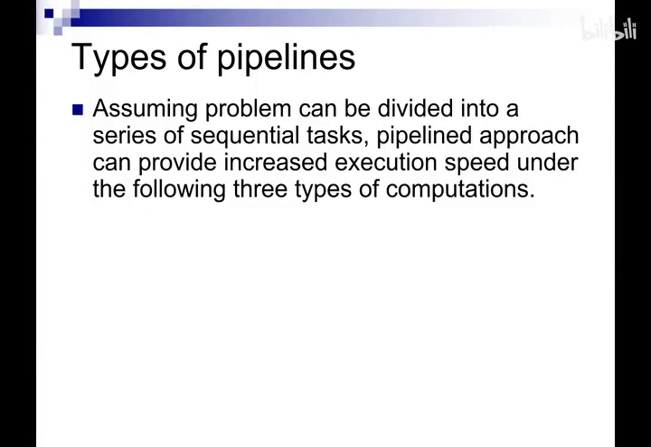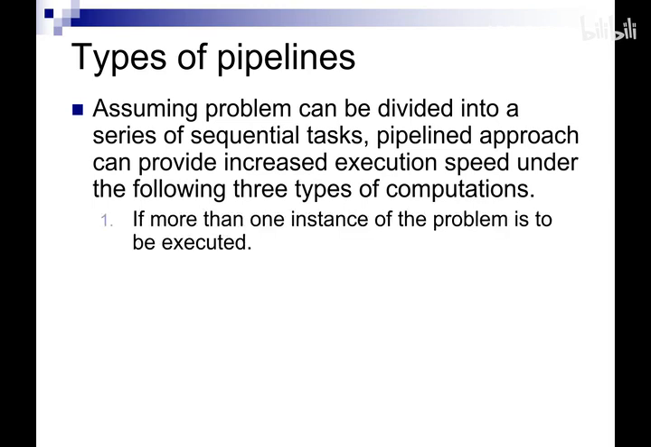The process is to take a problem and divide it into a series of sequential tasks, and then run these tasks in a pipeline fashion. This can actually increase our speed, as we'll see. But in order for this to happen, we have to be able to run the pipeline. If you want to execute a pipeline computation, you need to have certain properties. For example, one situation where you can run a pipeline is if you have more than one instance of the problem to solve. If you just have one instance, then maybe you cannot execute this in a pipeline. But if you have multiple instances, you can run them concurrently through the pipeline.